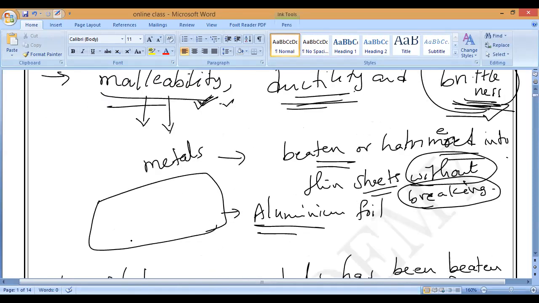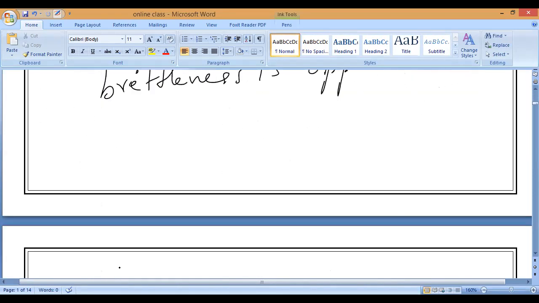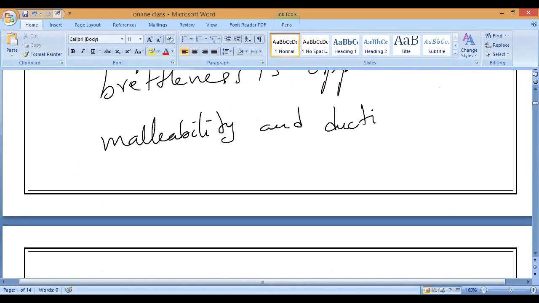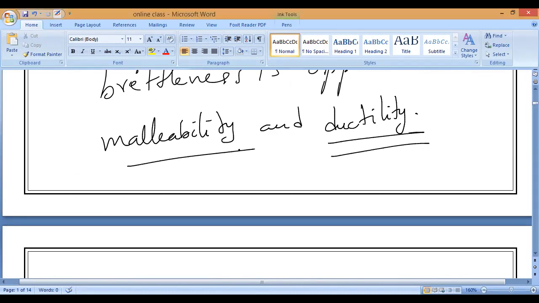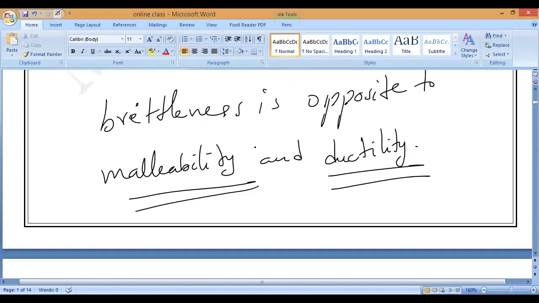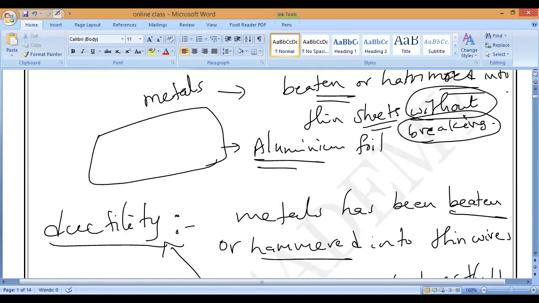Please write it. Malleability and ductility. Any doubt, anybody, please ask here. Understand? So if you understand the meaning of these three words, then we will enter into our today's concept.